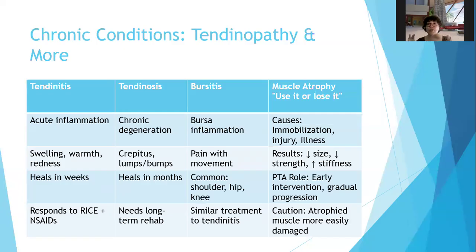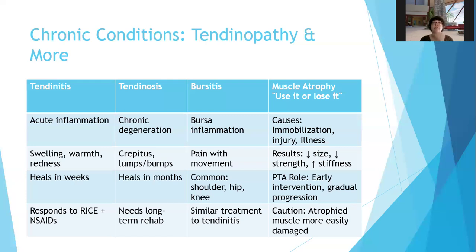Tendinosis, on the other hand, osis is usually the suffix that means like condition of some sort. So there's chronic degeneration of the tendon. You might get crepitus, which is creaking or crackling noises at the joint, and lumps and bumps in the tendon. You can actually feel with your fingers, and you can feel them even more with instrument-assisted soft tissue mobilization. You can just feel all those little icky lumps and bumps in the tendon. It takes longer to heal, so months versus weeks, and generally needs long-term rehabilitation. So you need to correct faulty movement patterns. You need to lay down healthy tissue.